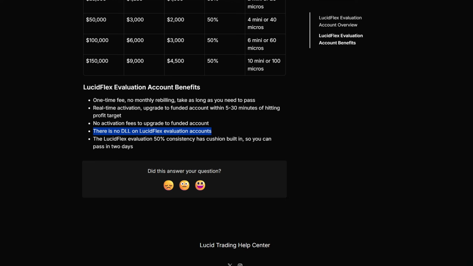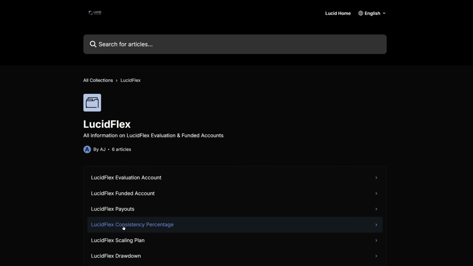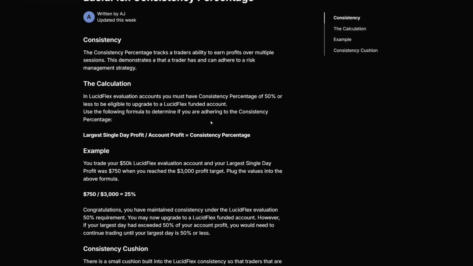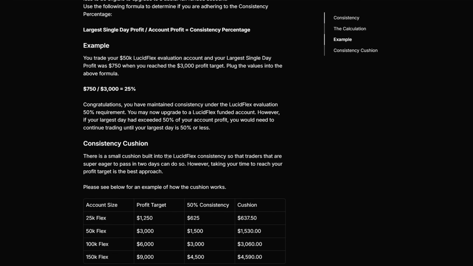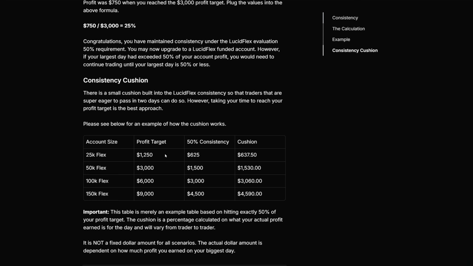And let's talk about what that cushion is real quick, because if we look right over here and we look at the consistency percentages, when you come on down here, it basically talks about there's a 50% consistency rule in the evaluation phase. But let's talk about the cushion real quick. As they said, there's a cushion built in. Remember, they said you can pass in a minimum of 2 days. And since we have a $3,000 profit target, no one day can be more than 50%. So essentially, each day would have to be $1,500 on the button, but not with Lucid, because they give you a cushion where you can make up to $1,530 and still be considered within that 50% consistency rule. This is going to be good for those of you that like to pass in the minimum amount of days.